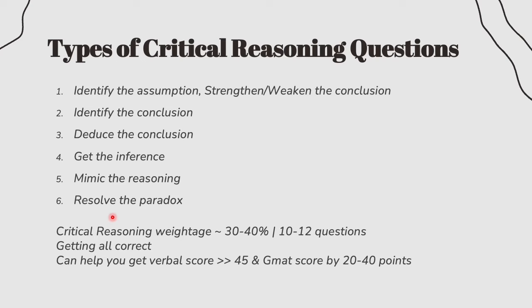Why have I listed the types of critical reasoning questions that are asked? The simple reason is that these are the only types of questions asked in the verbal section. And the critical reasoning weightage is approximately 30 to 40%, so 10 to 12 questions could be asked, as per the exam. It is very important that you learn those concepts clearly and build the foundation needed to solve them and get the marks that will help you get a verbal score of V45 or more, which will raise your GMAT score by 20-40 points.